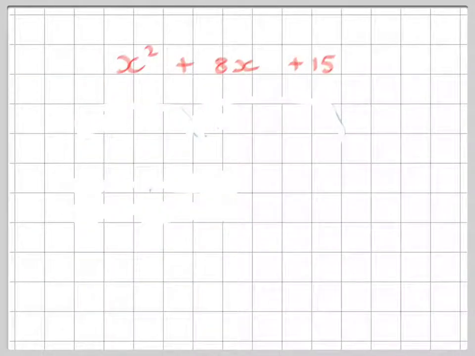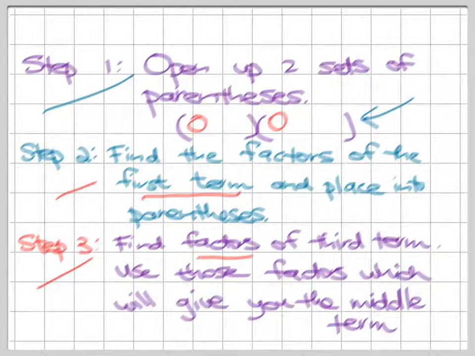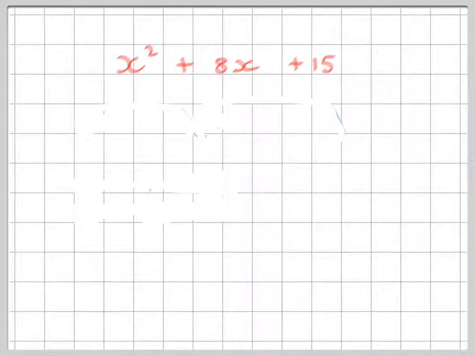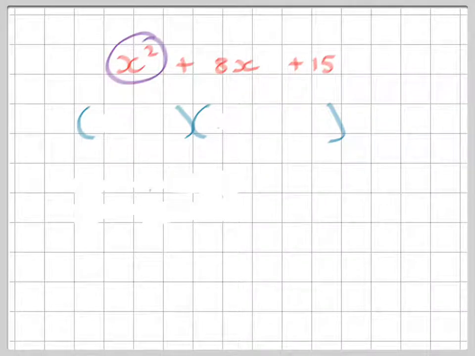Let's have a look. So here we have x squared, and there's a positive over here as well. It's just a silent one. Okay, so x squared plus 8x plus 15. So step 1, remember, we're going to open up the parentheses first. So let's do that. 1 set, 2 sets. Then step 2 was we had to factorize the first term. So x factorized is x and x. Okay, so let's put them into the parentheses like step 2 asked us to do, x and x.